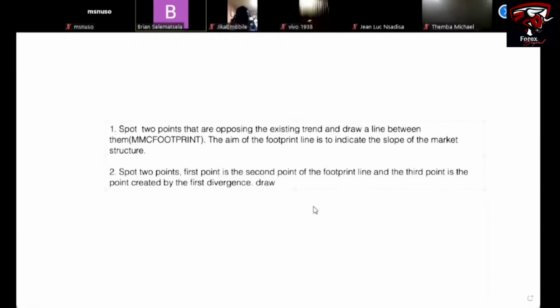From there you draw a line between them. That line, of course, is the first layer line. Okay.